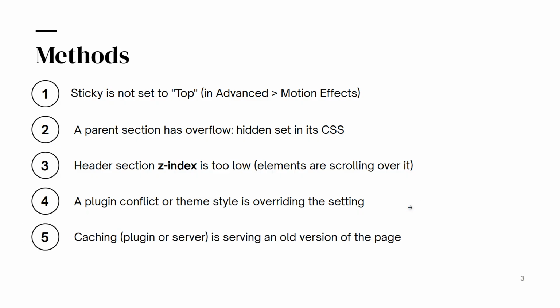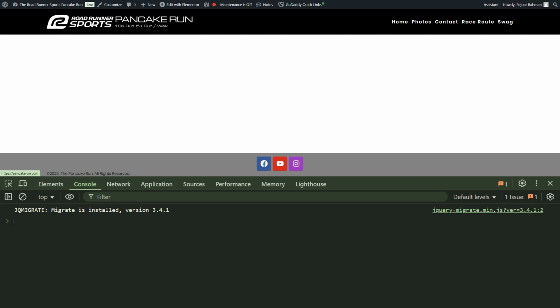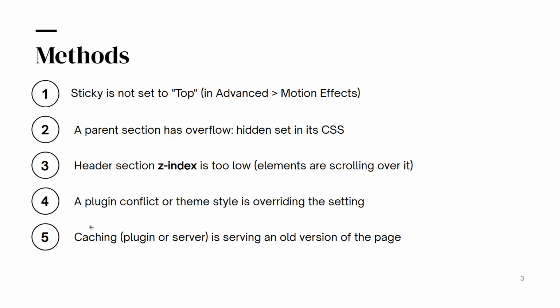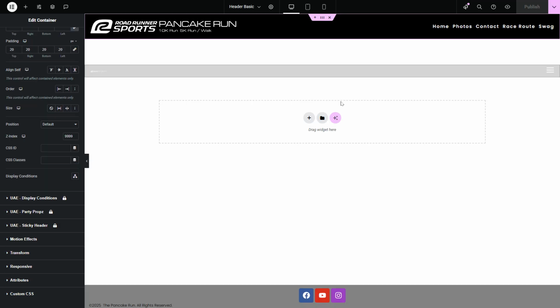And the last part is the caching plugin. If there is any caching plugin, or your version of Elementor or Elementor Pro is very low or older, then you should update or upgrade it to make it work. And if none of these actually works, then let's move on to another part.